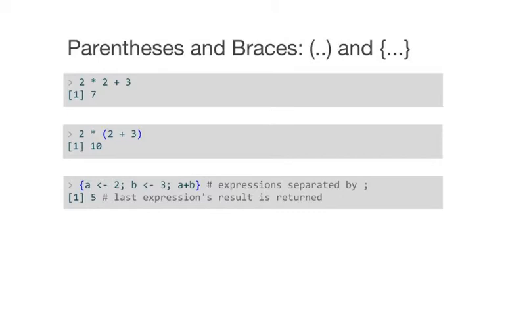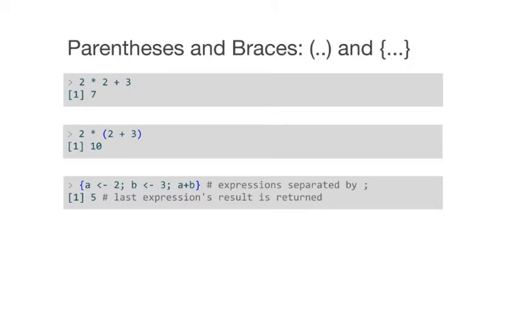Parentheses and braces. Each of them has a distinct application in R. Parentheses are used in R for the same reason as when you write simple math expressions, to determine the order of conducted operations. So I hope you will not have any trouble understanding why the result of the first expression is 7, whereas the result of the second expression is 10.